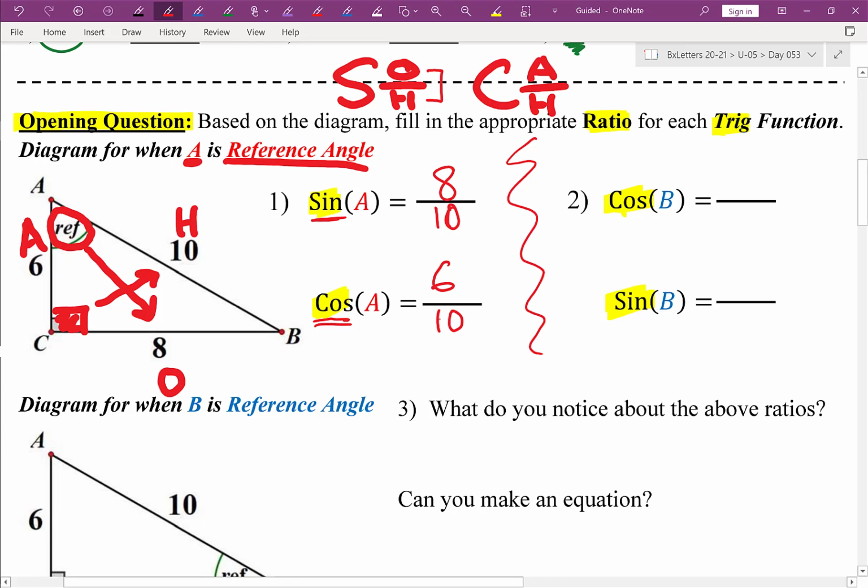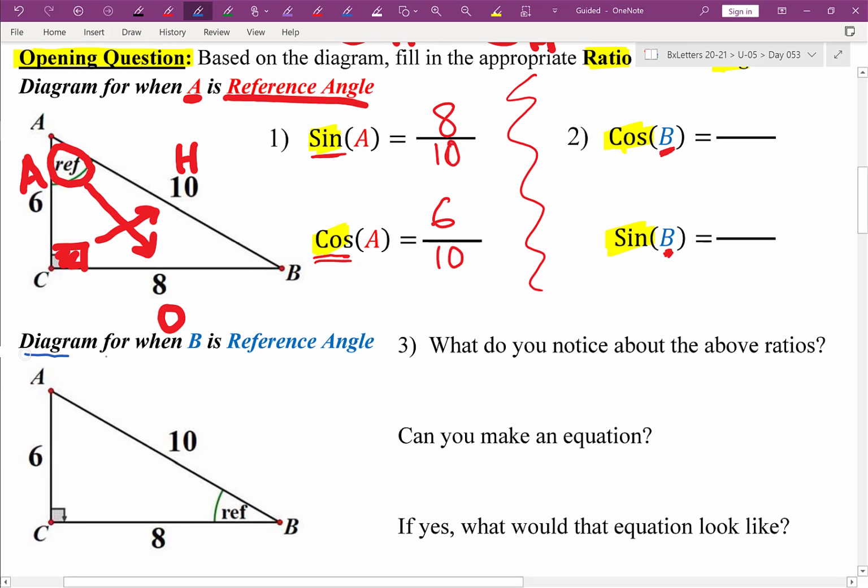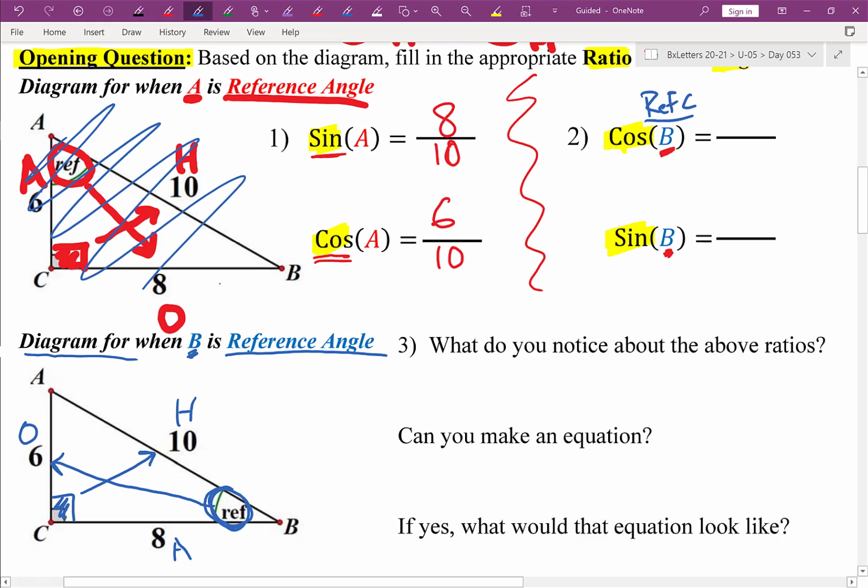Okay, well, now our reference angle is no longer A. Our reference angle is B. So we're not going to use that picture at the top. I gave you another picture. This is the diagram when B is the reference angle. So we're not looking from here, we're looking from here, and that changes it, because the reference angle always points to the opposite, just like the 90 always points to the hypotenuse, and whatever's left is the adjacent.